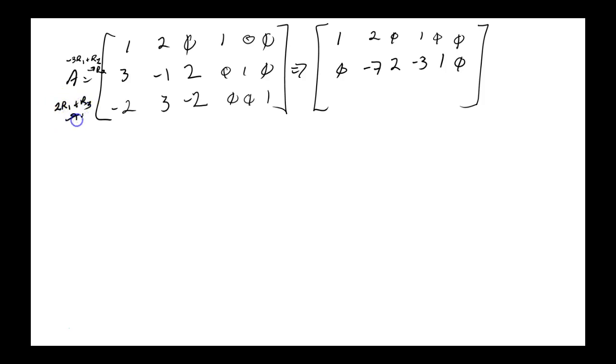Got it, that is the new row 3. Okay, so what will that give us? 0, 7, negative 2, 2, 0, and 1. Okay. Now, do you sense something coming up here?